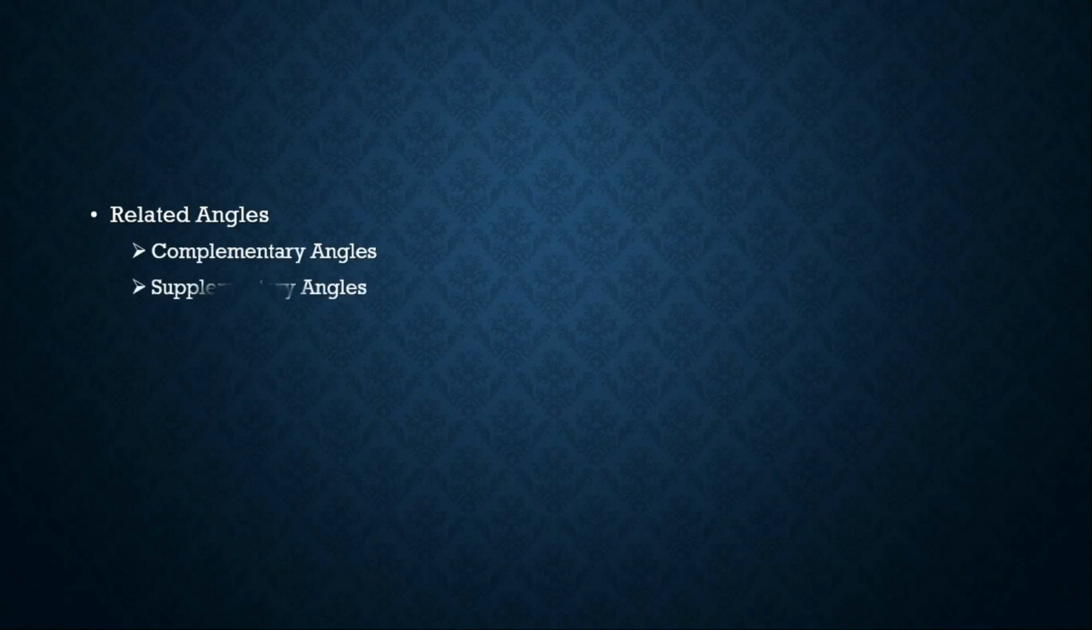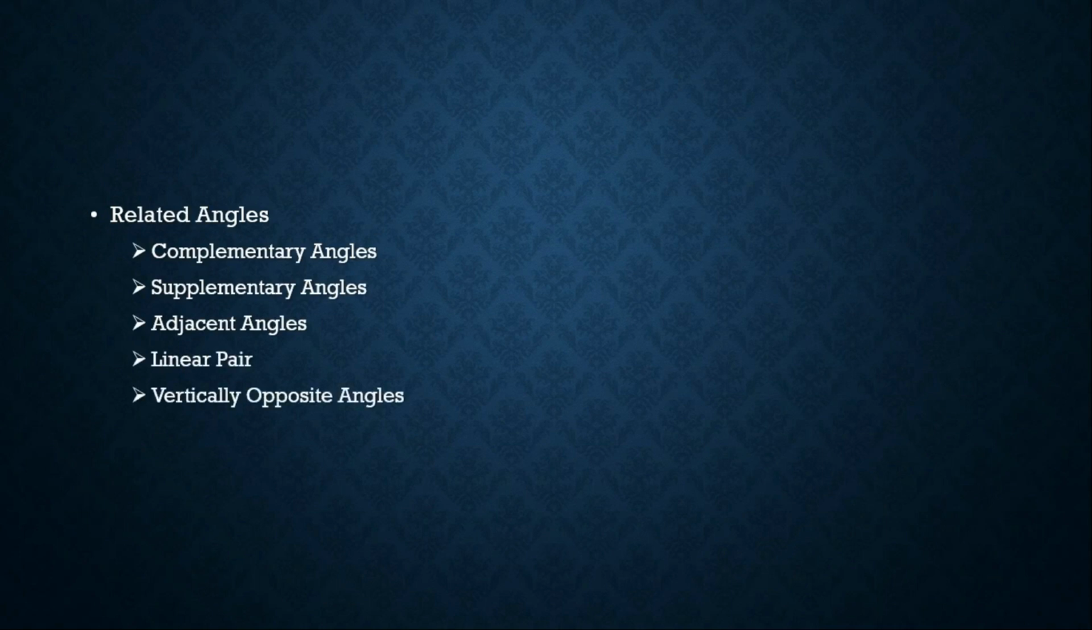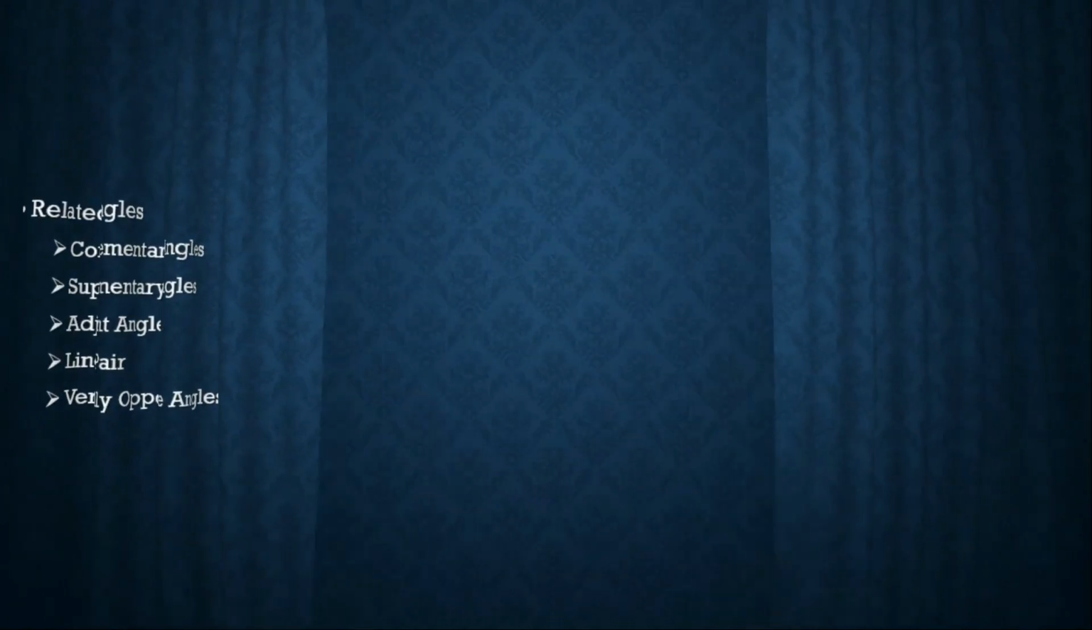In our previous videos, we have completed related angles. The five types of related angles we have seen are complementary angles, supplementary angles, adjacent angles, linear pair, and we completed vertically opposite angles. Also we have solved problems on these related angles.